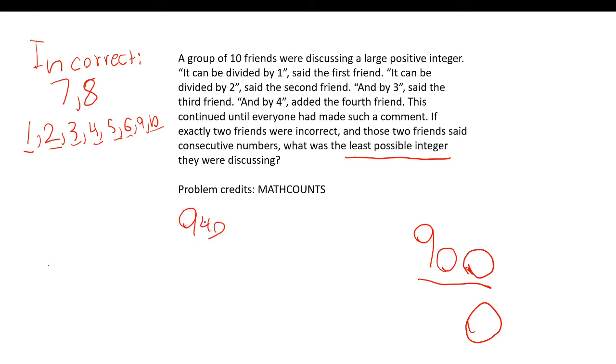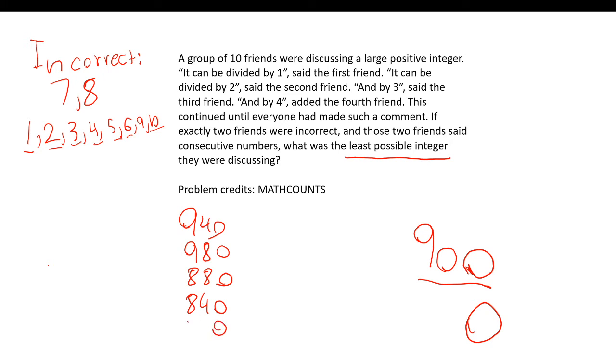940. 9 plus 4 is 13, no. 980. 9 plus 8 is 17, no. We're going to move on to 8. I'm going to work from the biggest case. 880. 8 plus 8 is 16. Let's check out 16. Nope. Let's check out 840. 12. 9, no.